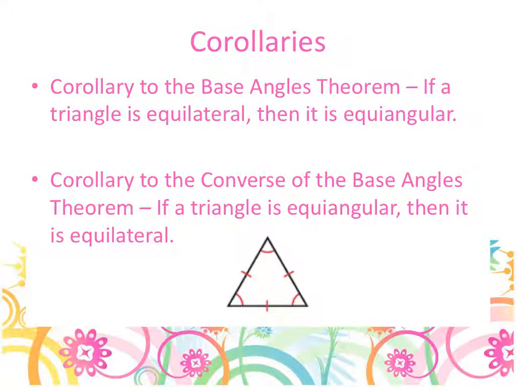So here are two corollaries formed from the base angles theorem and the converse of the base angles theorem. Remember, corollaries are based on theorems. So the corollary to the base angles theorem states if a triangle is equilateral, then it's equiangular. The converse for that, if it's equiangular, then it's equilateral. And again, we've seen this before, but now we're officially learning it as a corollary.